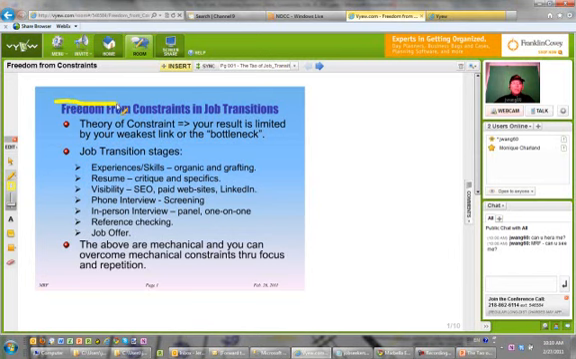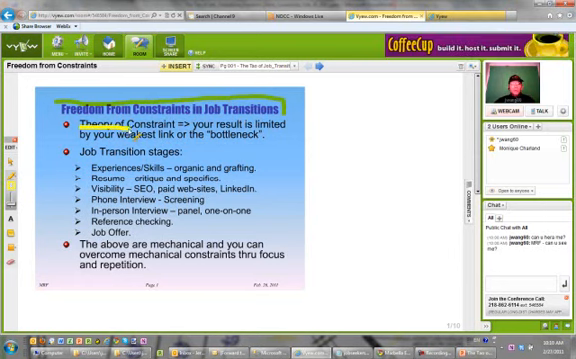Constraints in job transitions is the topic of today's conversation. Let's have a quick recap.